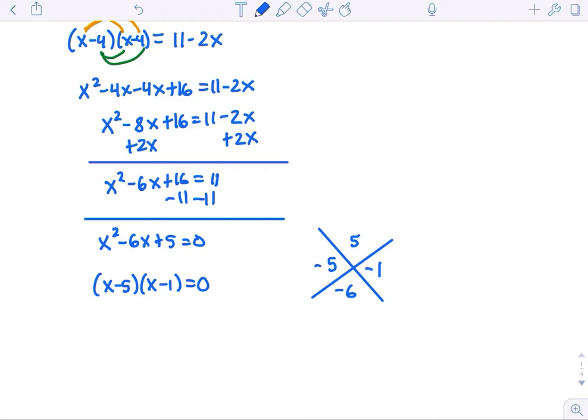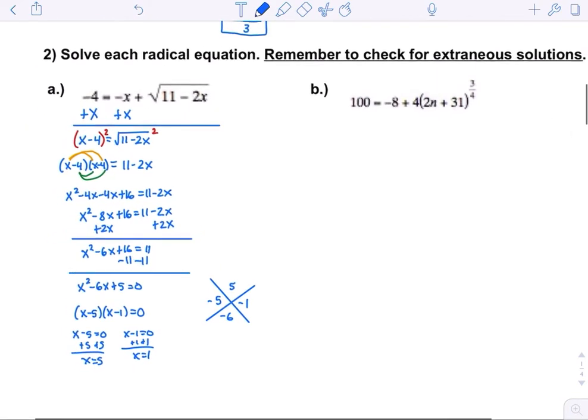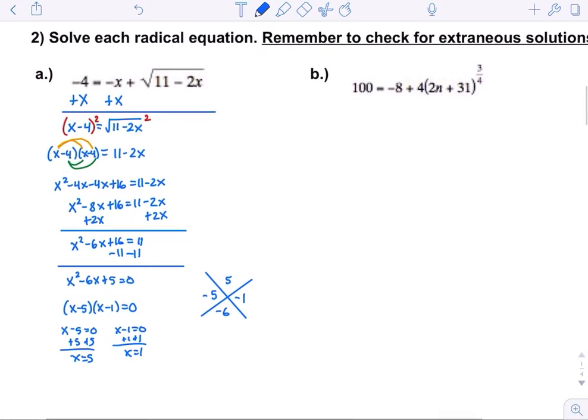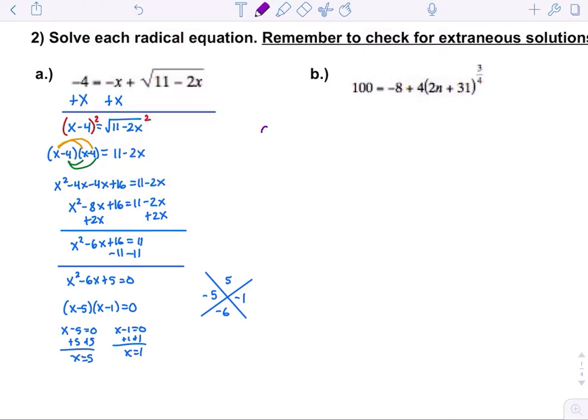Alright, now solve for x. So x minus 5 is equal to 0, x minus 1 is equal to 0. Plus 5, plus 1: x equals 5 or x equals 1. Now remember, you have to check your answer by plugging both of these answers in to see which one will give us an answer. So check your work. I'm going to plug in x equals 5 first into the equation.